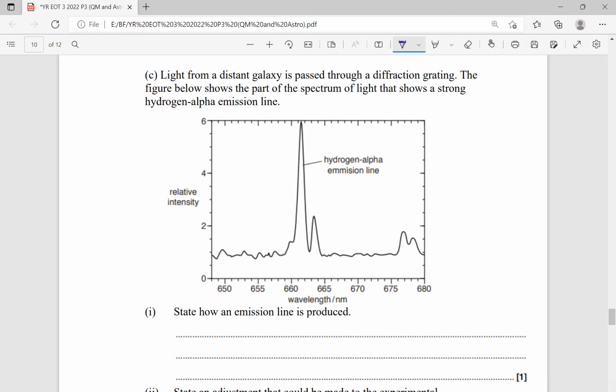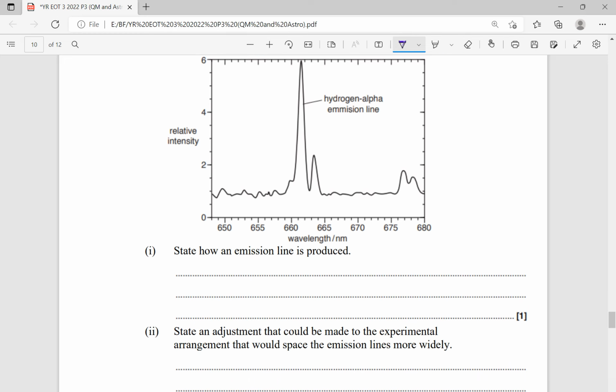Next, light from a distant galaxy is passed through a diffraction grating. The figure below shows the part of the spectrum of light that shows a strong hydrogen alpha emission line. State how an emission line is produced. An emission line is produced when electrons make a transition from higher energy levels to lower energy levels, losing energy as they emit photons.